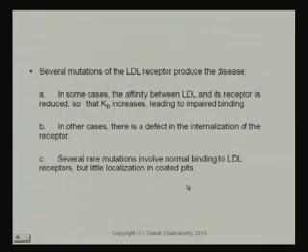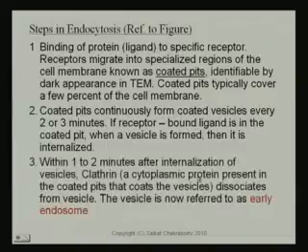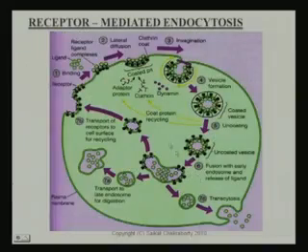The third possibility is that the internalization is not a problem, the binding is not a problem either, but the problem is that several rare mutations involve normal binding to LDL receptors, but little localization in coated pits. Okay. You see what I am saying. So, let us go back to the picture. Sorry, though this is the first class 1 receptor, still I will try to explain with this picture.